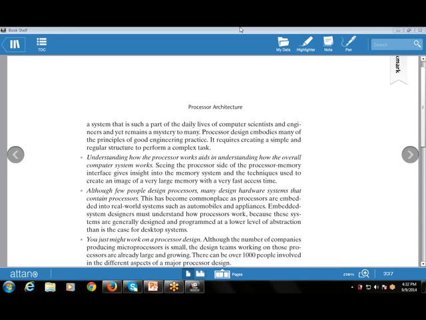For example, if I have knowledge of a computer, I can make the computer effective. If I don't have knowledge of the architecture of the processor, that is the CPU and its architecture, then it is not meaningful for me to create any architecture, do any task, or create any job. Why? Because I don't know about the architecture of the processor. So it is very important to learn the architecture of the processor. Then next, you just might work on a processor design.